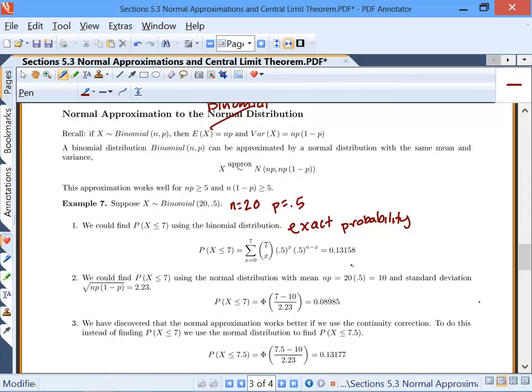So my exact probability is 0.13. My approximation is 0.089. Notice that's not super good at the moment. Okay, I'm not thrilled about that approximation.